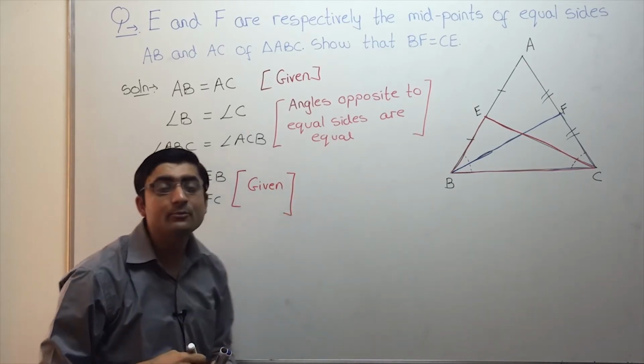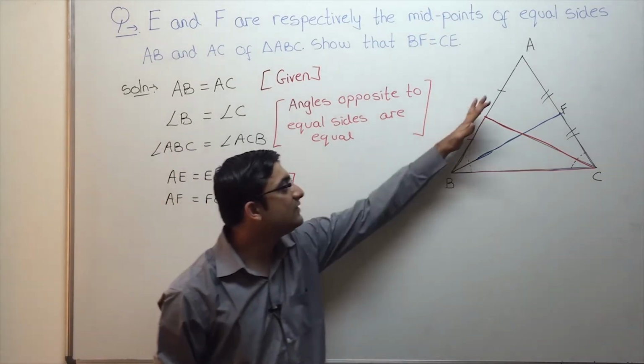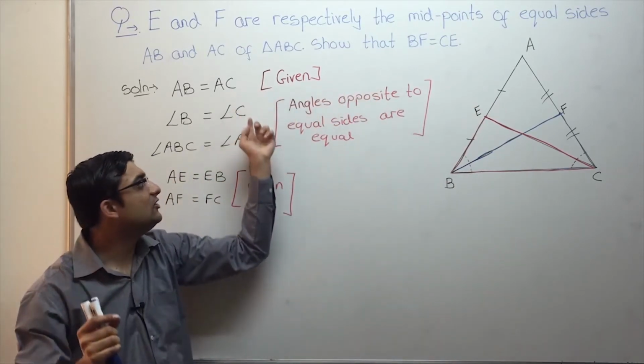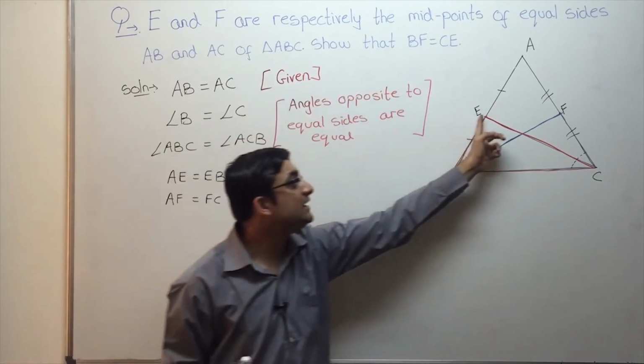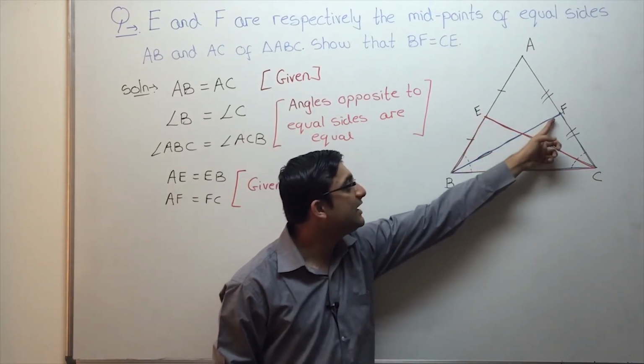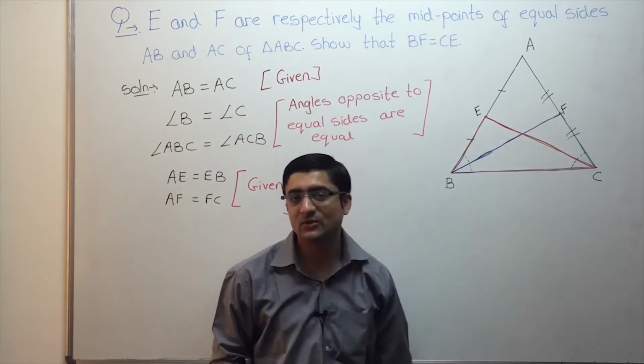Right? So it's very, very important to understand what is given to you. We're given AB is equal to AC. I wrote it down. The moment I saw two sides are equal in a triangle, opposite angles are equal. Next, we're given E and F are midpoints. E is the midpoint of AB, that means AE is equal to EB. F is the midpoint of AC, so AF is equal to FC.